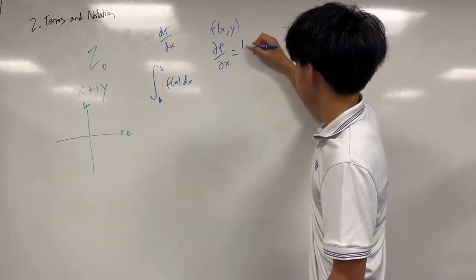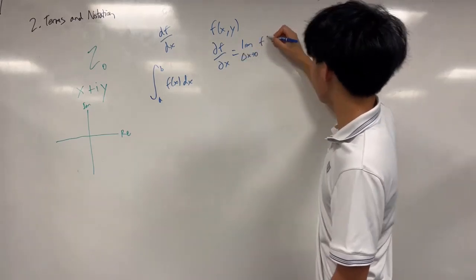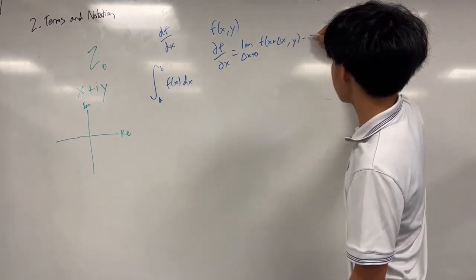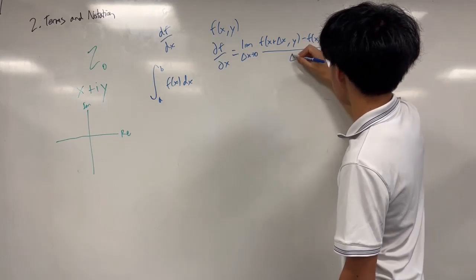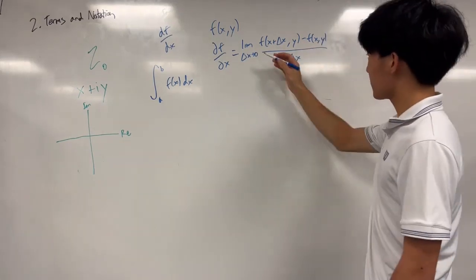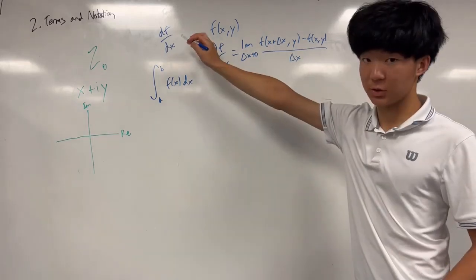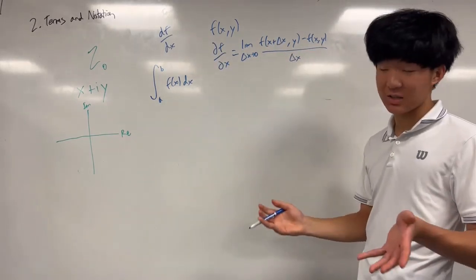Mathematically, this is the limit as delta x approaches 0 of f of x plus delta x, y minus f of x and y, over delta x. And you see, this looks like the definition of a single variable derivative, but we have an extra y term in here that we need to keep constant.